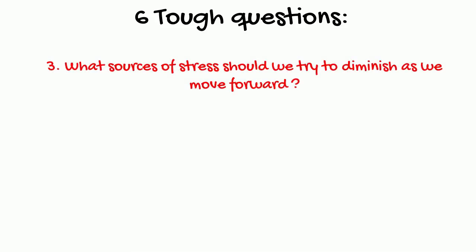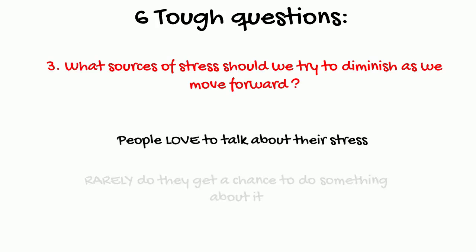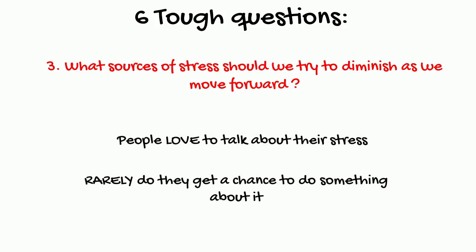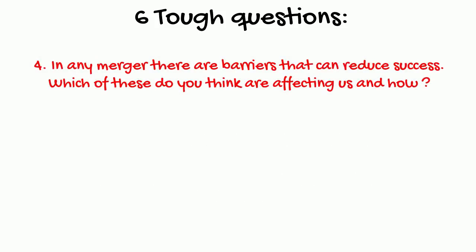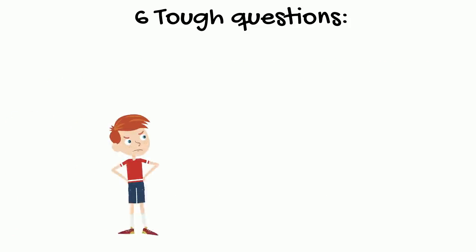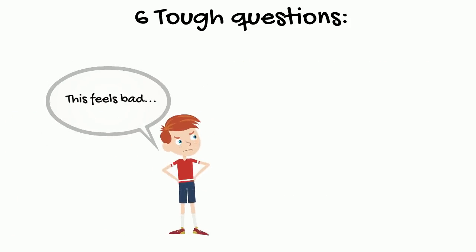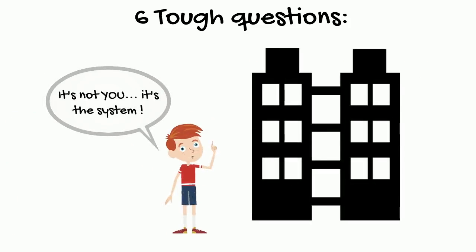3. What sources of stress should we try to diminish as we move forward? People love to talk about their stress, but rarely do they get a chance to do something about it. 4. In any merger, there are barriers that can reduce success. Which of these do you think are affecting us, and how? This question helps set the tone because it assumes that such barriers will occur and people are experiencing them now. Thus, people are safe to talk about them because they are systemic.